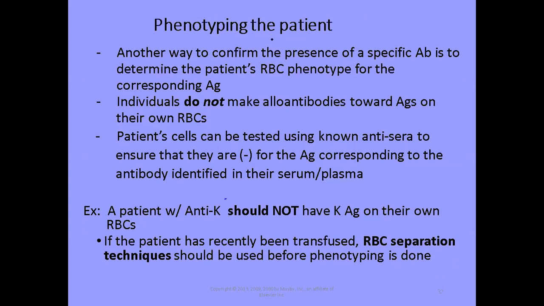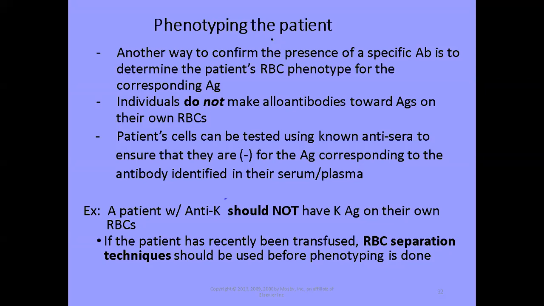Okay, so I mentioned to you guys a few minutes ago that another thing we can do is phenotype our patient using anti-sera that correspond to the antibody we suspect they have. It's just a way to confirm the presence of a specific antibody by determining the patient's red cell phenotype. Individuals do not make allo-antibodies towards antigens on their own red cells. So our patient would not have anti-big K if they had K antigen.